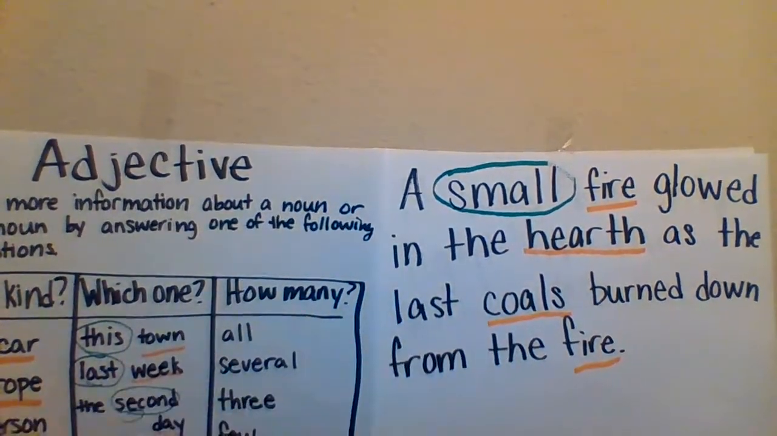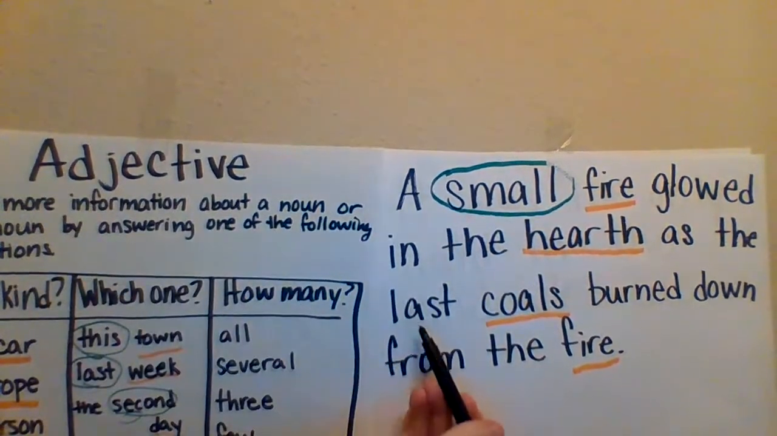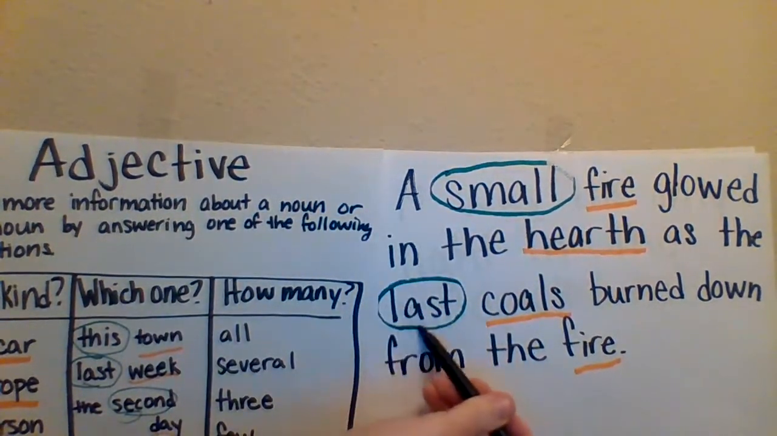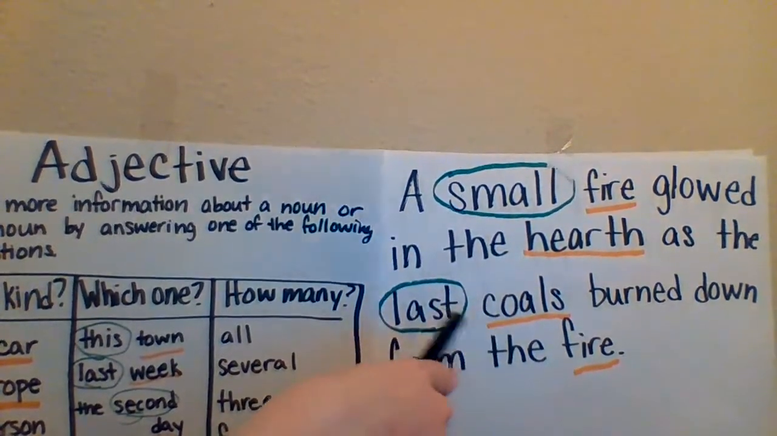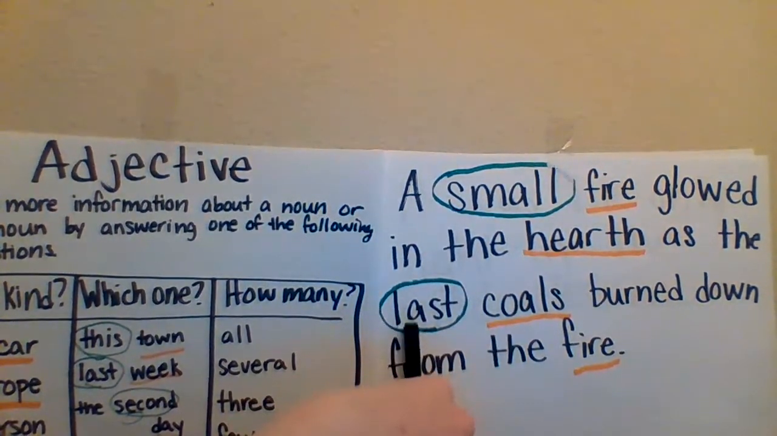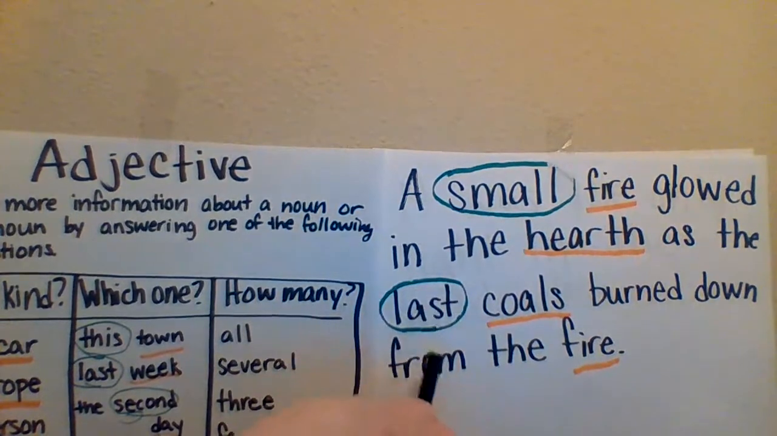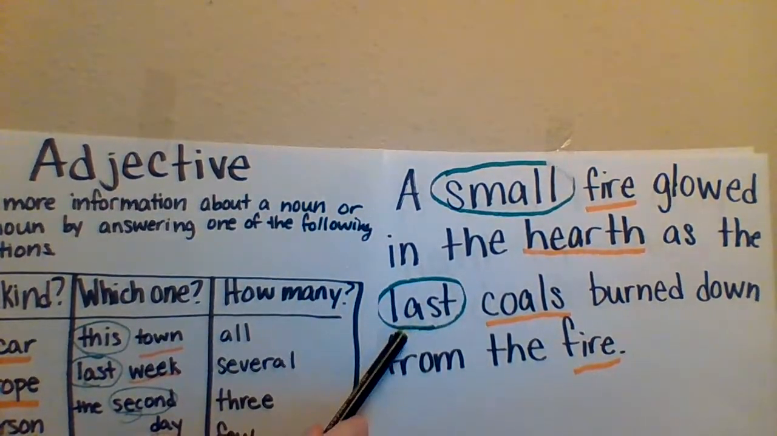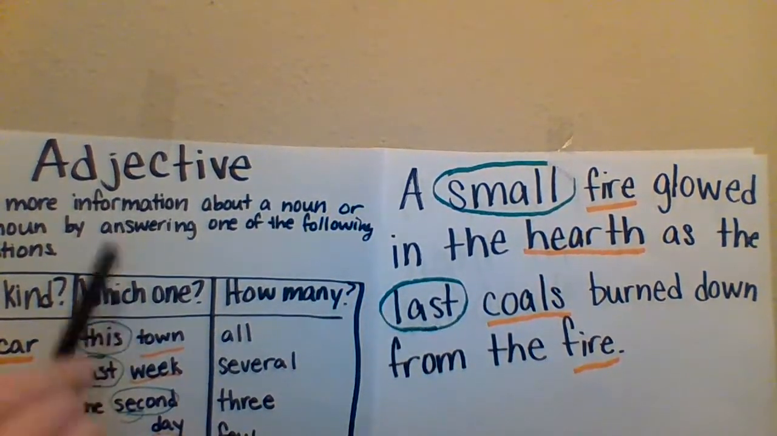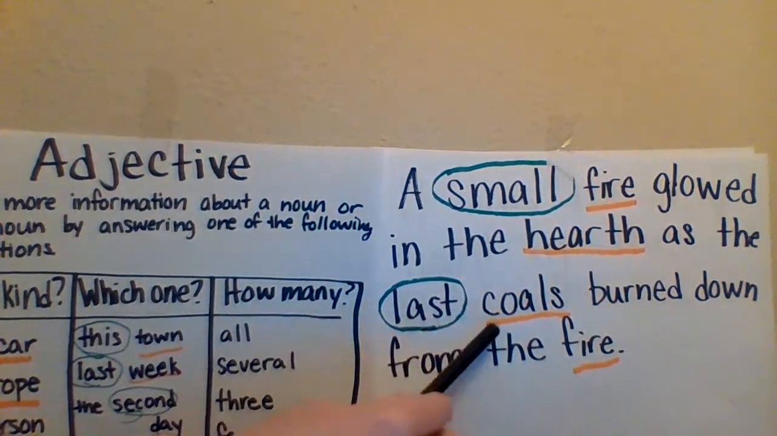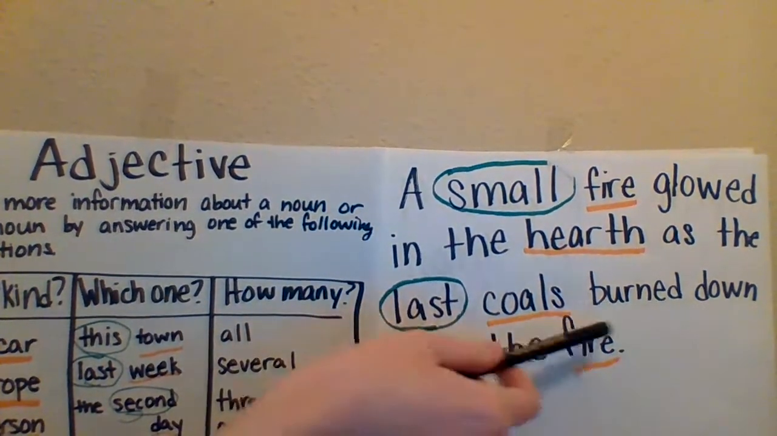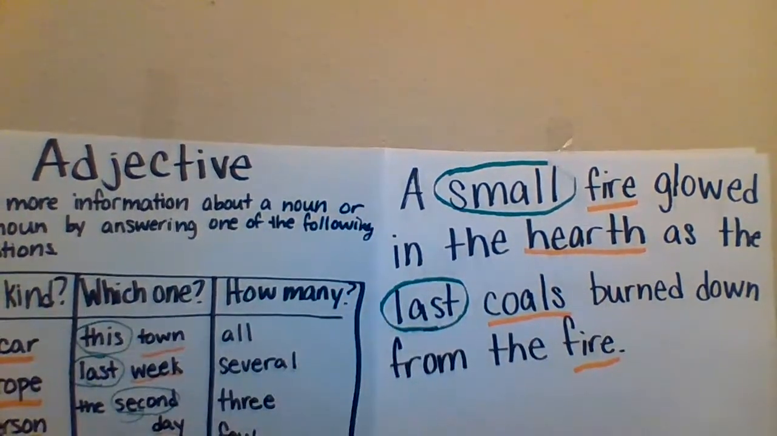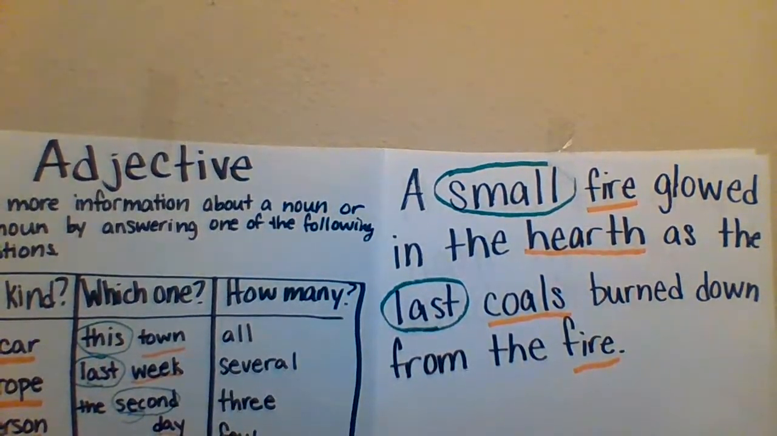Coals, if you look at the word last, that describes the coals. Now, just because it's coming right before it doesn't always mean that it's an adjective, but in this case it does, because last describes which one? Which of the coals? The last coals. Okay, so that's an adjective. Burned down from the fire. There's no other adjective to go with that.